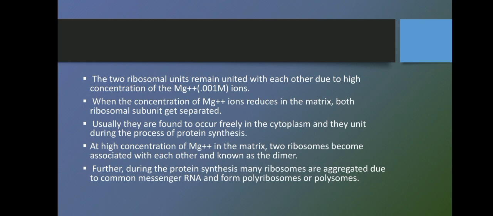and they unite during the process of protein synthesis. At high concentration of magnesium ions in the matrix, two ribosomes become associated with each other and are known as the dimer. And during protein synthesis, many ribosomes are aggregated due to the common messenger RNA and form the structure called polyribosomes or polysomes. These are all about the structure of the ribosome.